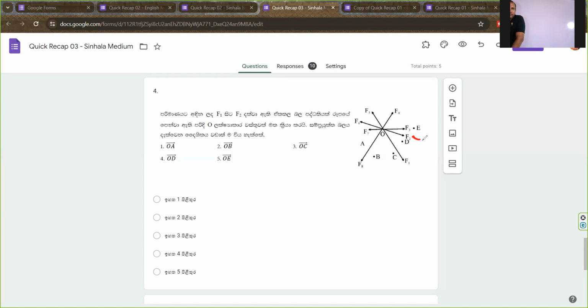Look at F2 and F6. If we consider F2 and F6, you can clearly see they are equal in magnitude and opposite in direction. So you can omit these two forces. Then F3 and F5: if you closely look at these two forces, you can clearly see they are approximately equal to each other.